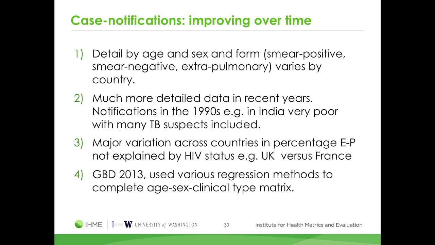The problem comes when we start to look at the other large volume of TB cases, the majority, which are culture positive but smear negative, pulmonary TB and extrapulmonary TB. There's marked variation across countries. So even countries that really we wouldn't expect biologically for the disease to be fundamentally different, in the UK, there's a much higher fraction reported of extrapulmonary TB than, let's say, in France.